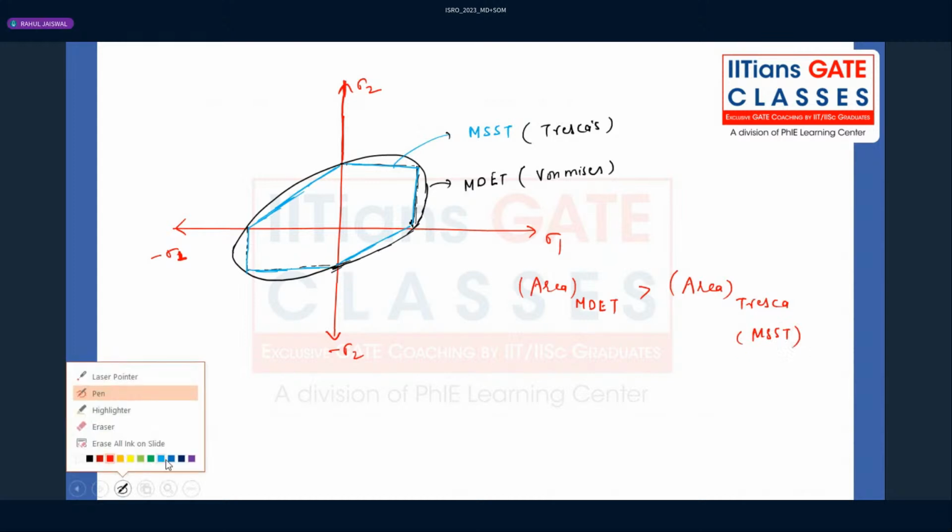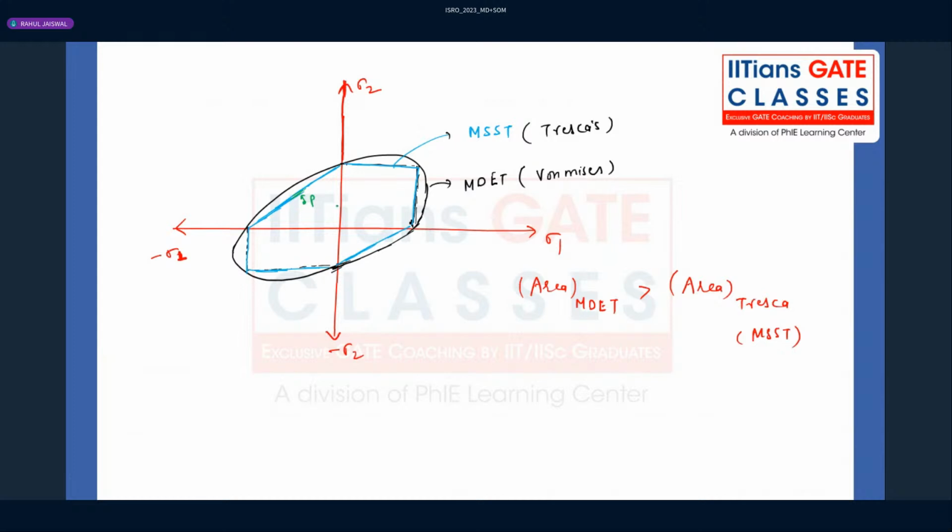If you just consider any point, let me consider a point somewhat here, for example, a point P. If I consider this point P to be in the second quadrant, let's say you have applied sigma 1 and sigma 2 in such a way that sigma 2 is positive and sigma 1 is negative, and here you have point P. When you see point P, it is nearer to which particular line? It is nearer to the maximum shear stress theory line.